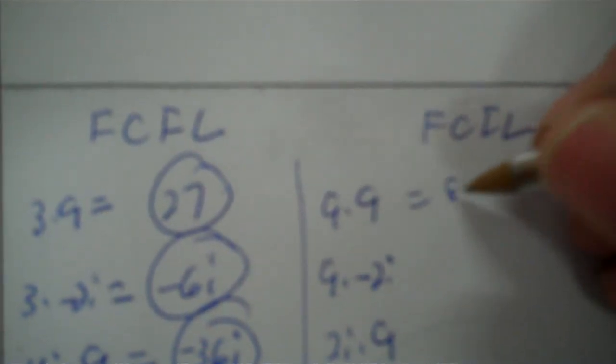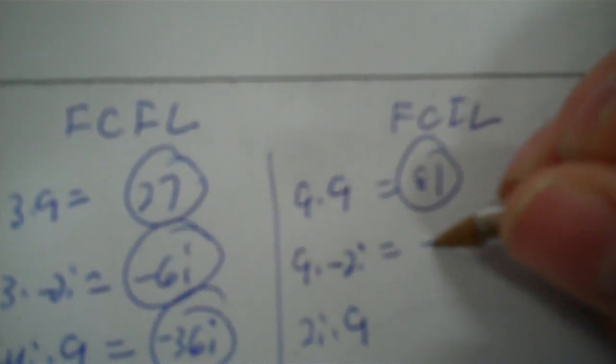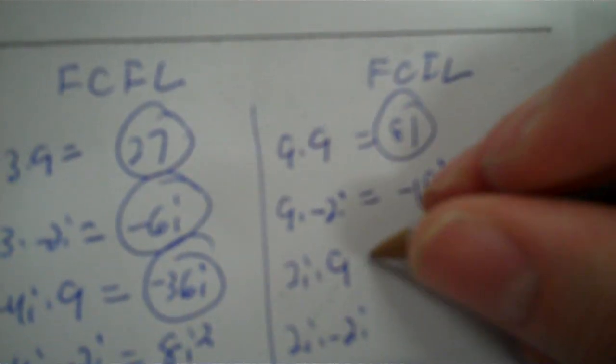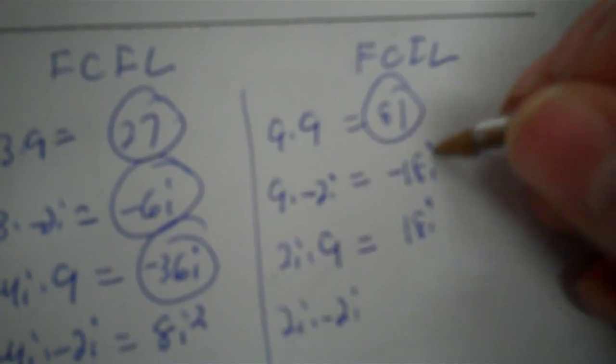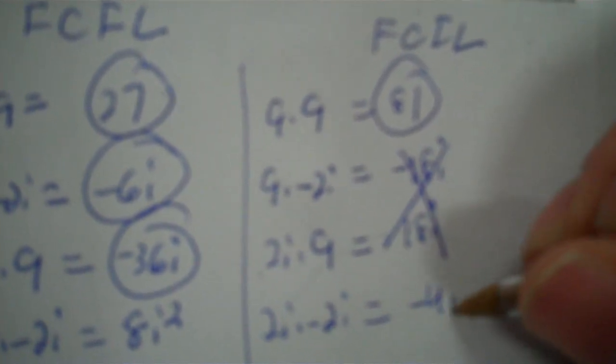So you get 81, the real. Negative 18i, that's an imaginary, but this ends up being positive 18i, which is imaginary, so the imaginaries cancel out because I have a negative and positive, and if I add those, it's 0. Then negative 4i to the second. This becomes a real number because it's negative 4 times negative 1, which is 4. Then you add the 81 and the 4, you get 85.